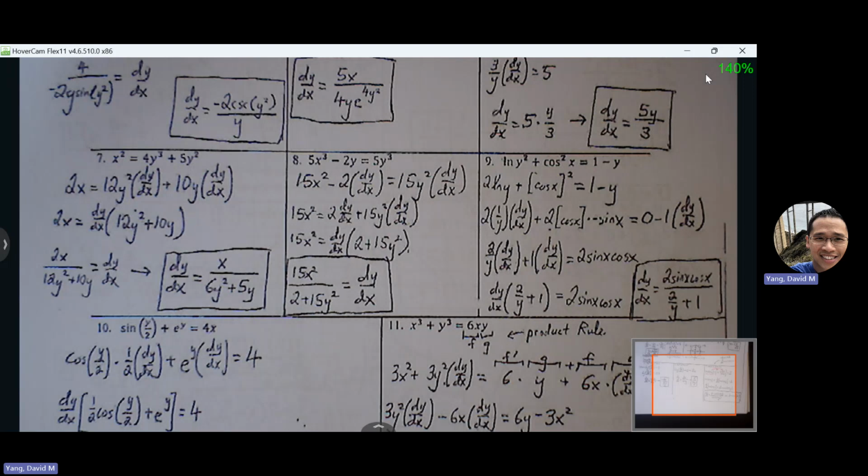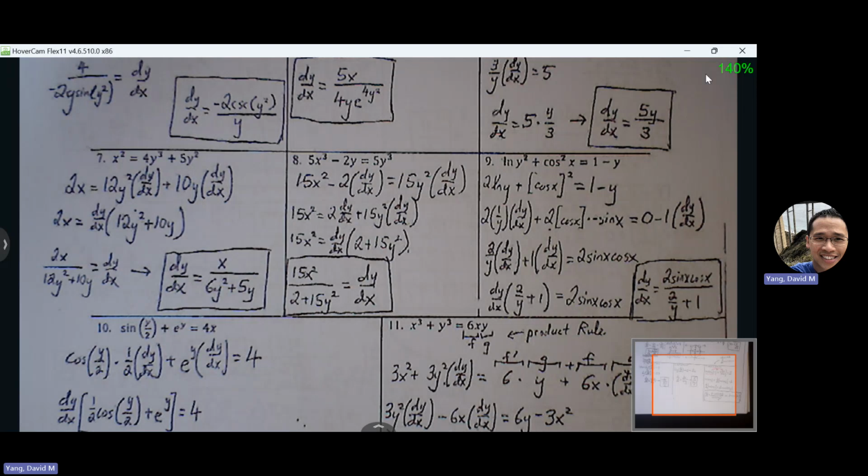Okay, so 2 natural log of y becomes 2 times 1 over y times dy dx. Outside's derivative, 2 bracket to the first power, cosine x becomes negative sine x. 1 goes to 0, and negative y becomes negative 1 dy dx. We're asking for y's derivative.